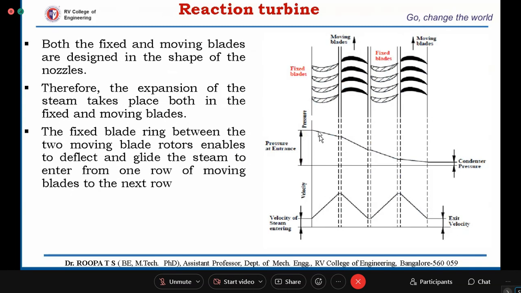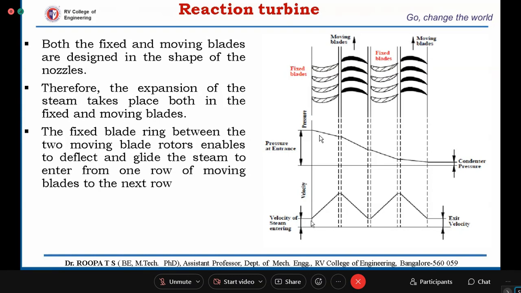As you can see here, the fixed blades act as the nozzle region. So there is a drop in pressure, and the moving blades again drop in pressure. So here this continuous, alternate arrangement of these things is providing the nozzle effect. You can see there is a drop in pressure in all the stages. So we can't say, as we saw in the impulse turbine, that the pressure remains constant as it glides over the blades. But here it is not.